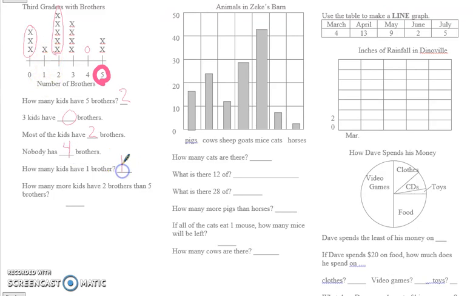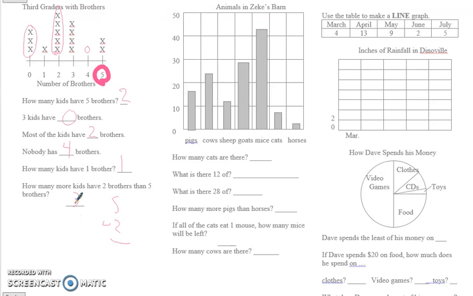How many kids have 1? There's 1 above 1. How many more kids have 2 than 5? The number of kids that have 2 brothers would be 1, 2, 3, 4, 5. Minus, how many have 5? 2. 5 minus 2 equals 3. Let's go to the bar graph.